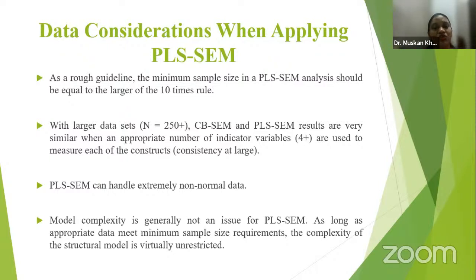If I'm having two constructs, if I'm trying to analyze only work environment and employee engagement, then in that case, minimally I must have the data of 20 people. So this is the minimum criteria. But yes, if you're having a good number of data, if you're having n number of respondents in your data set, the consistency of your results could be at large.